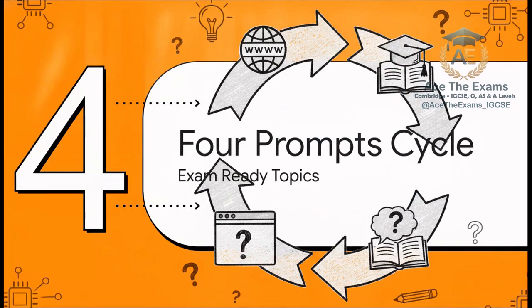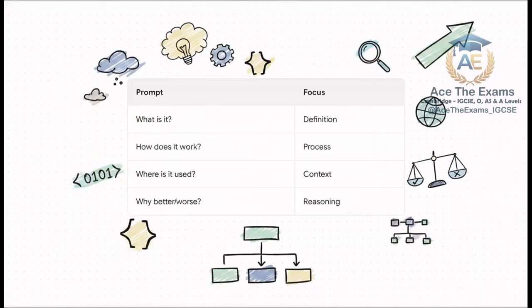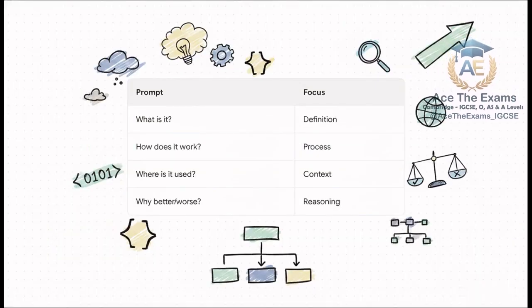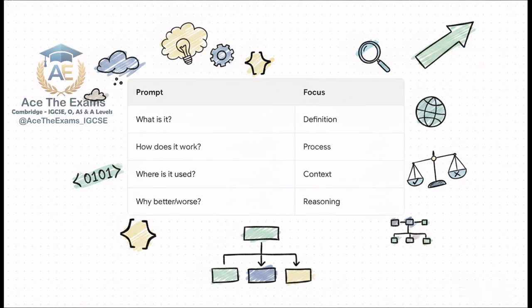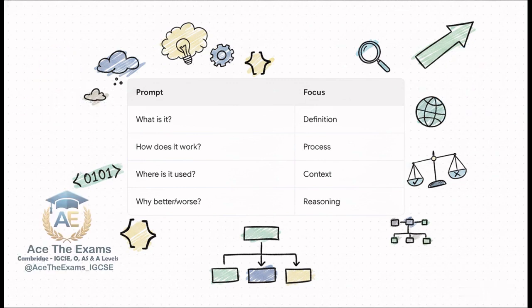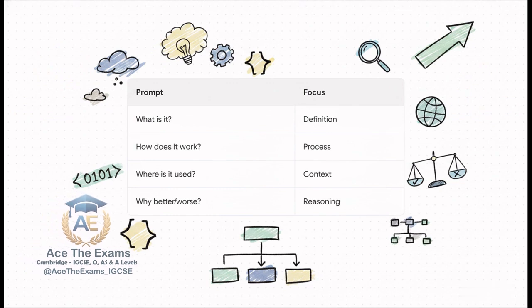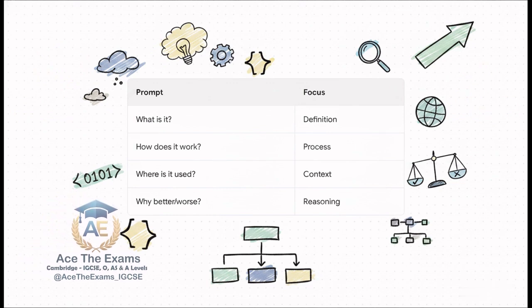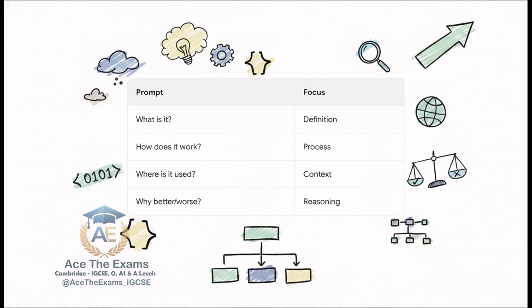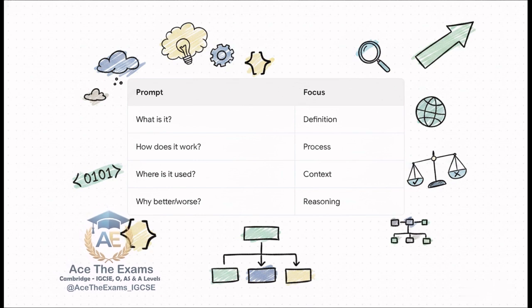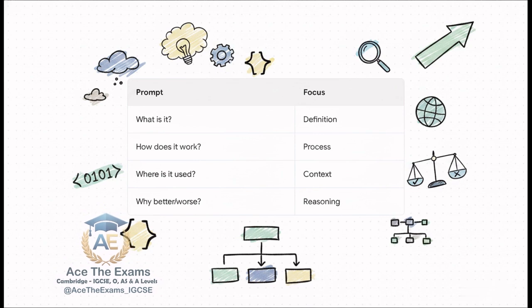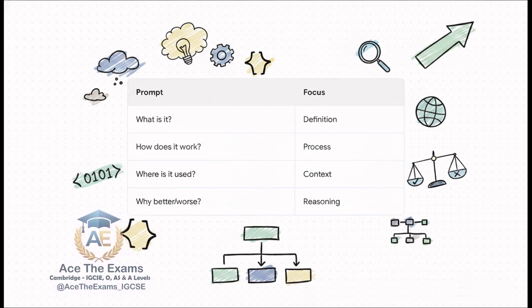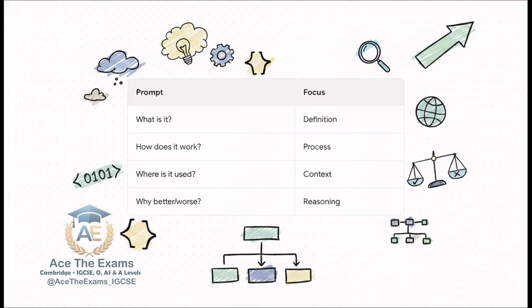The 4 exam prompts and revision cycle. All right, delivering on that promise from earlier, we are revealing the 4-prompt memory structure that guarantees your knowledge is perfectly tuned. If you can confidently answer these 4 prompts out loud for any concept, you have successfully compressed it for the exam. 1. What is it? 2. How does it work? 3. Where is it used? And 4. Why is it better or worse than an alternative in that specific situation? This matrix literally forces you to think exactly like an examiner.